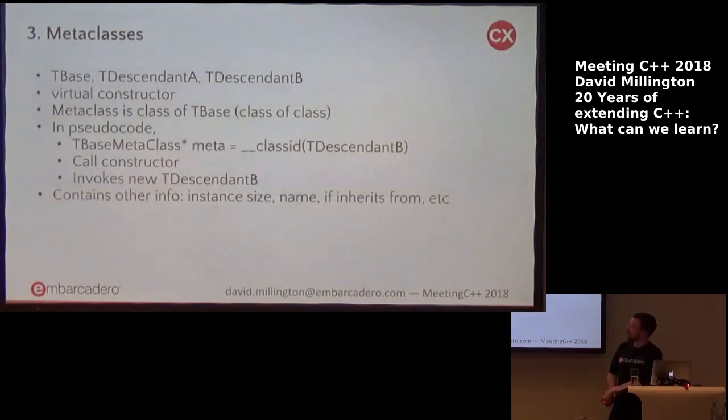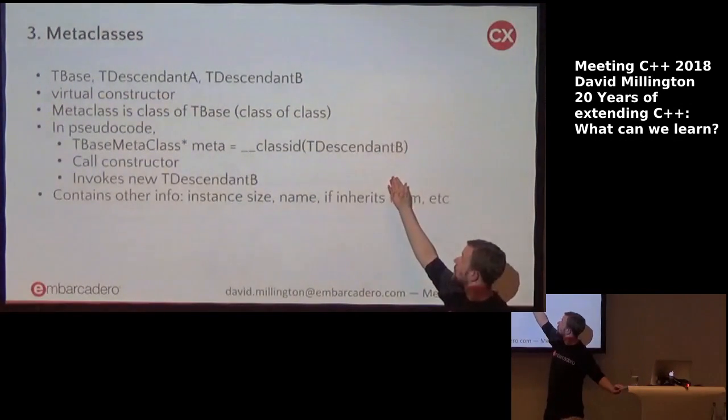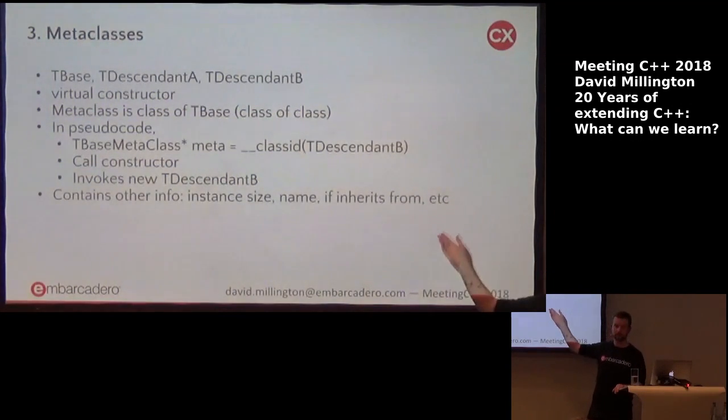So let's assume you have a base class and a couple of descendants, descendant A and descendant B, and you have a virtual constructor. Now, the metaclass is the class of your base class. And so the classes of your descendant classes are polymorphically compatible with the metaclass of the base class. So that gives you something that in pseudocode would look like a base metaclass pointer equals underscore class ID, this is one of our extension keywords, of the descendant. Now, this code here, class ID of the descendant B, will give you the metaclass for the descendant B type. But of course, because metaclasses themselves are just classes, it's compatible. It's just a polymorphically different descendant.